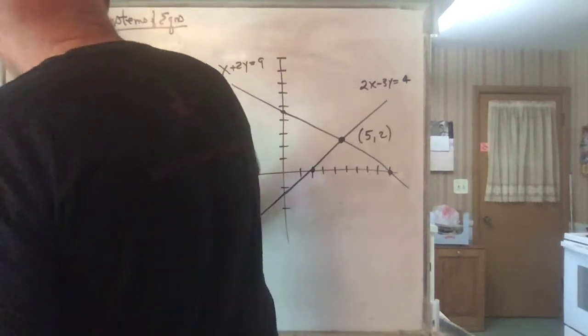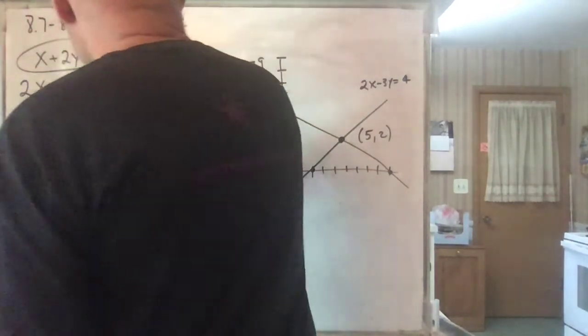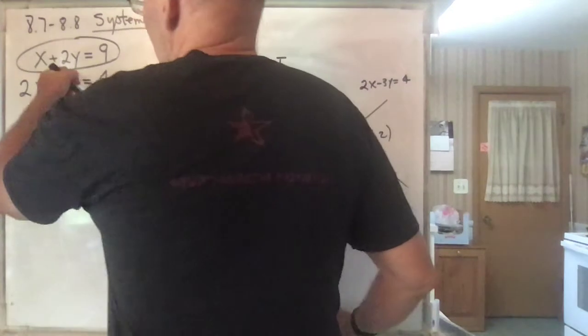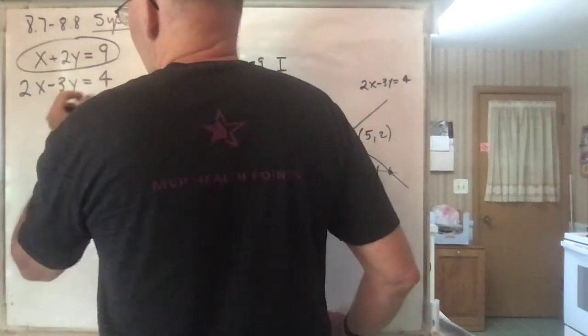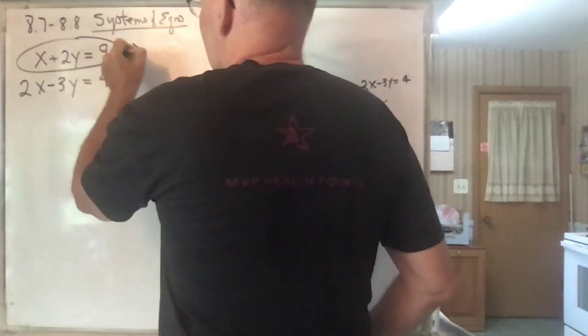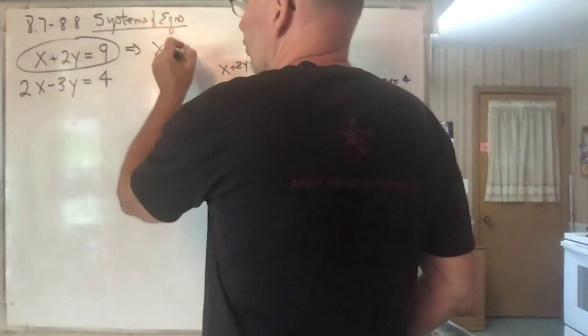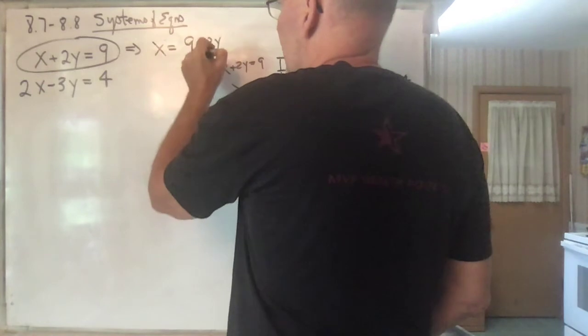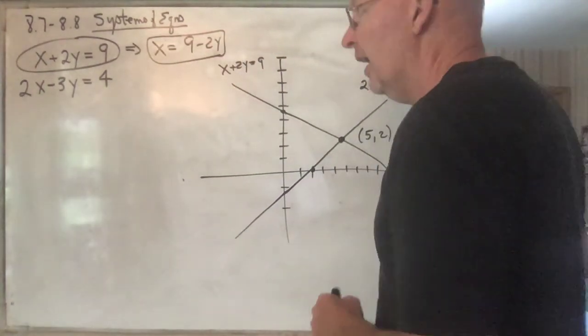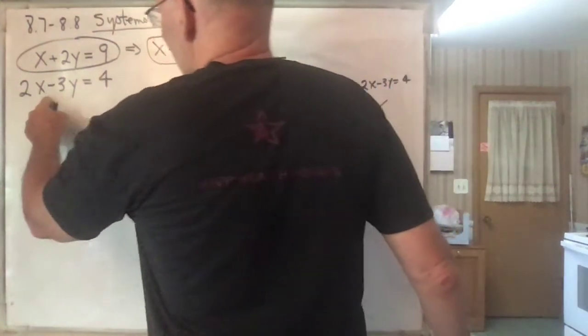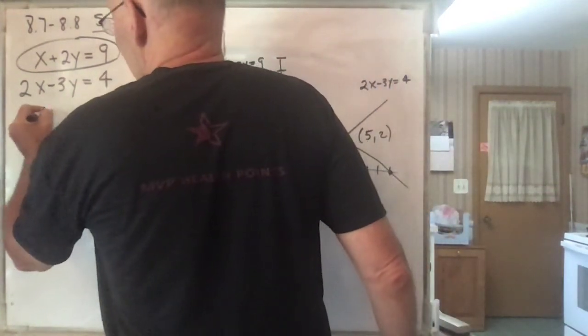And yet another method, which really amounts to the same thing, is to take one of these equations and let's just solve this one for x. So this one right here gives me what? X is equal to 9 minus 2y. Do you agree? 9 minus 2y. And now that that's x, I can just substitute. This method is called substitution.